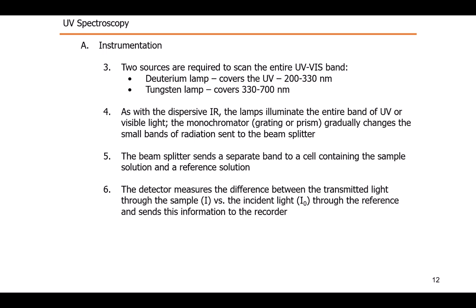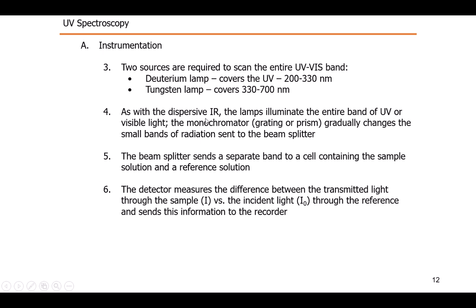Two sources are required to scan the full range in UV visible spectrophotometer. One is a deuterium lamp, second one is a tungsten lamp. Deuterium lamp covers the UV region which is in between 200 to 330 nanometer, while the tungsten lamp covers visible region which is 330 to 700 nanometer.